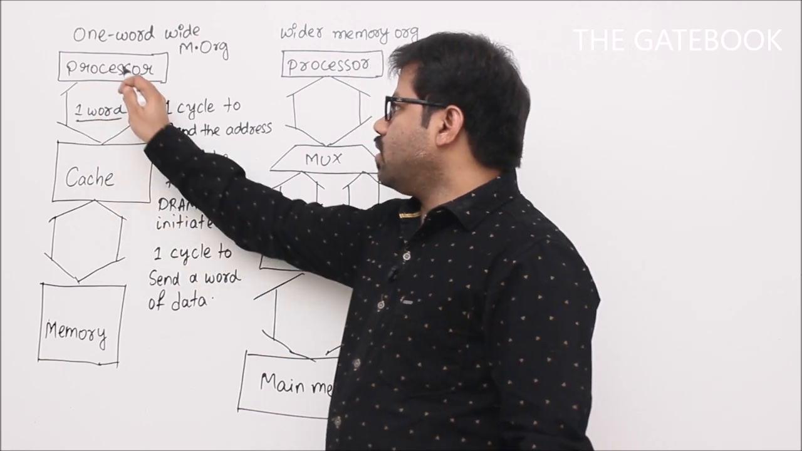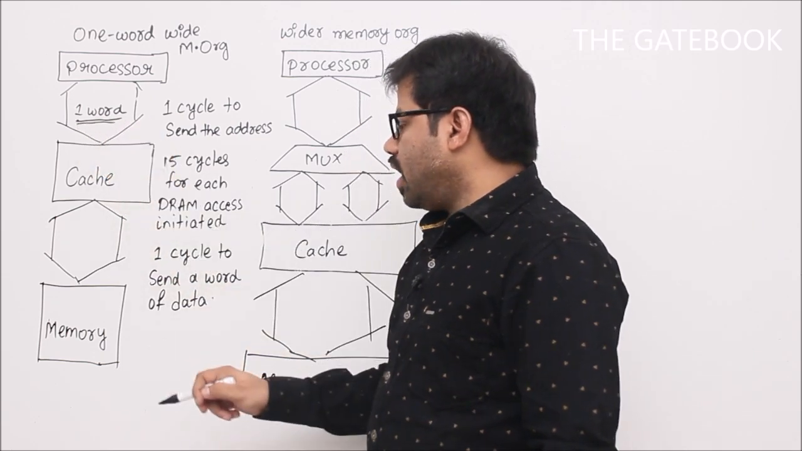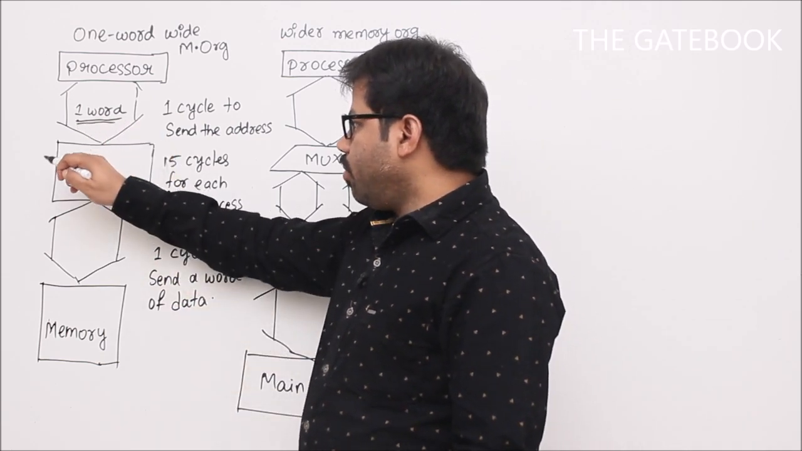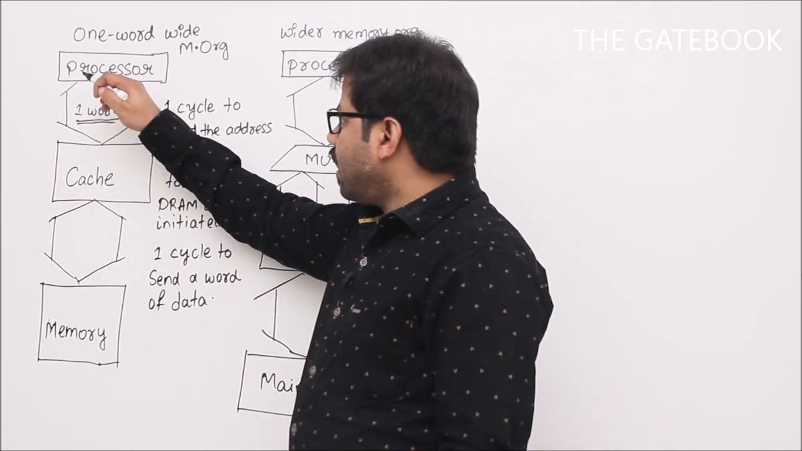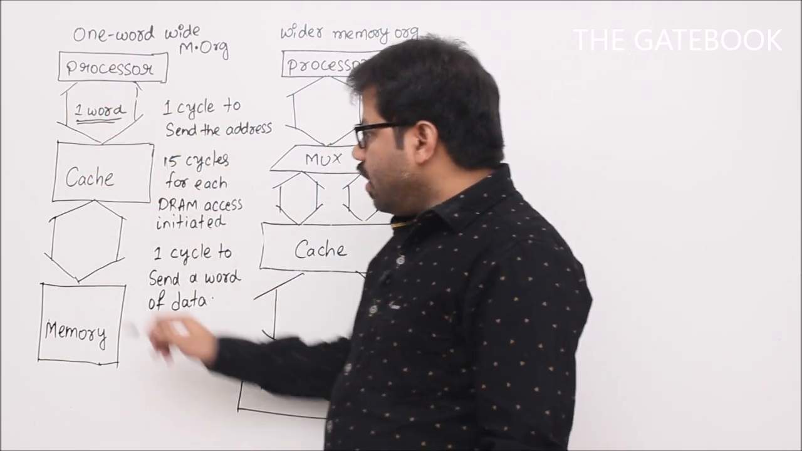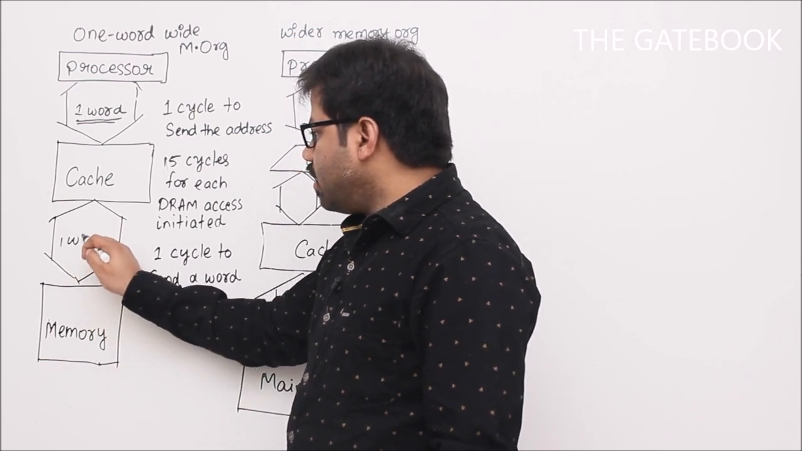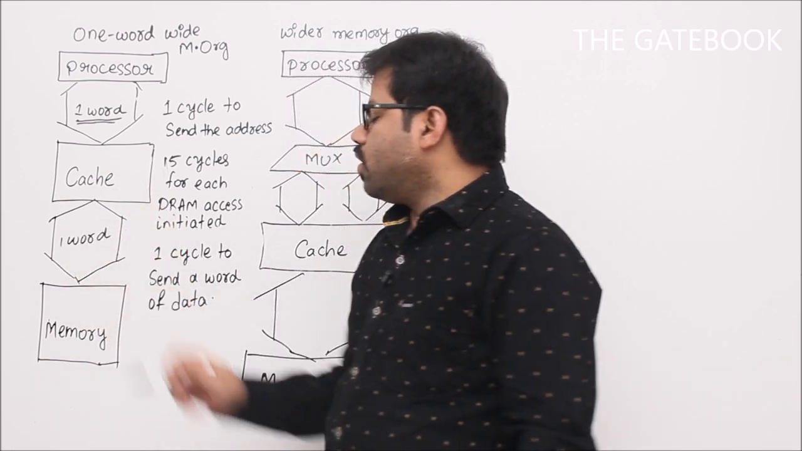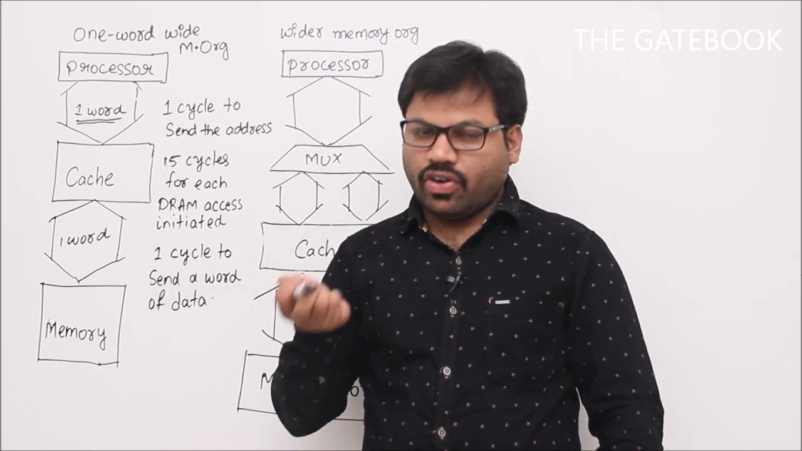So the processor and cache are connected through a bus whose size is one word. That means we can transfer one word from cache to processor. Second, we can transfer one word from processor to cache, two-way. Similarly, here you have a bus between cache and memory. Its length is also one word. In this model, we will see what cost is incurred to access one word.